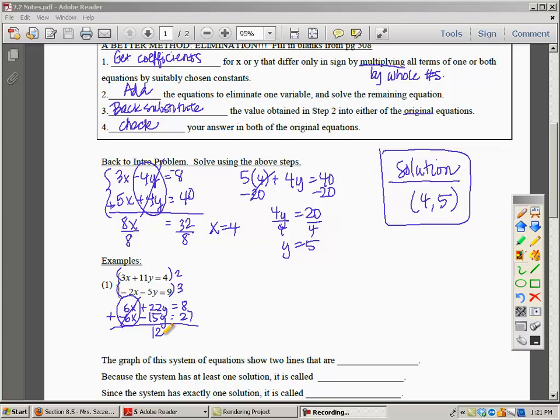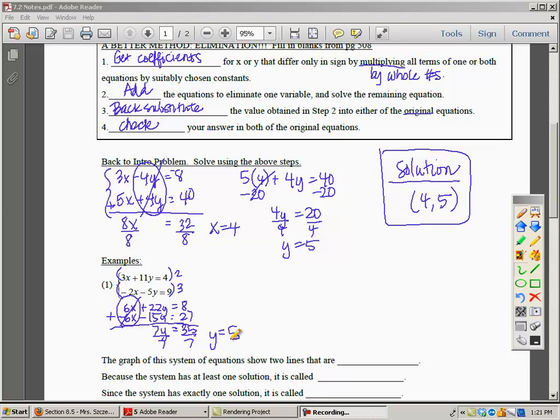Let me try my addition again. I apologize. Let's look at this again. 22 minus 15 is 7y. And 8 and 27 is 35. When I divide by 7, y equals 5. Apologize for that mathematical error.